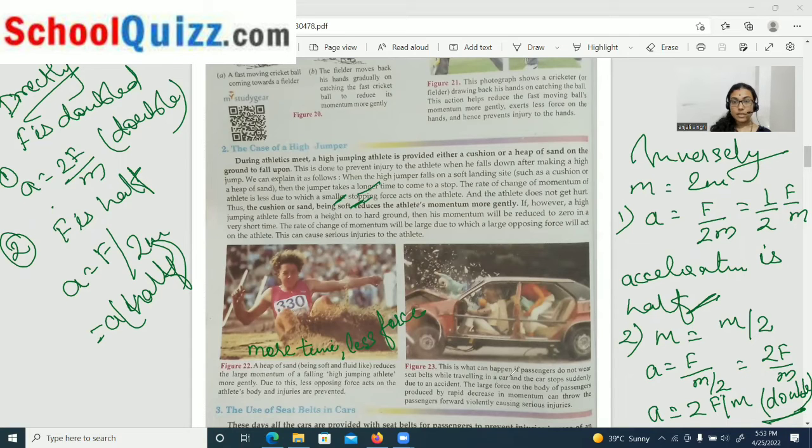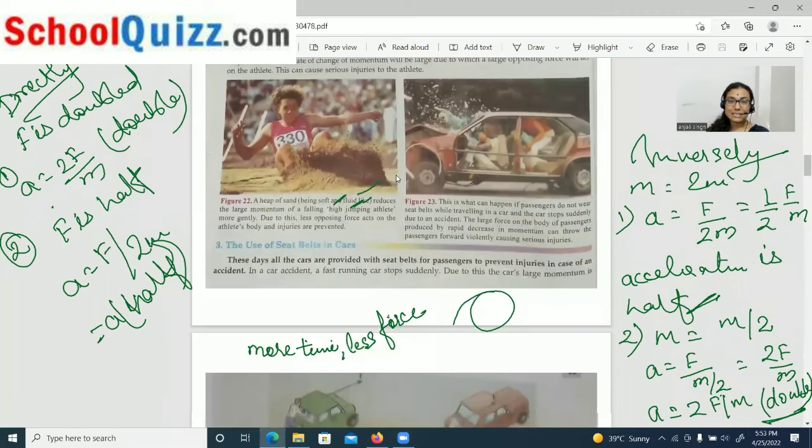Here, this is what can happen if the passenger does not wear a seat belt while traveling in a car and the car stops suddenly due to an accident. Large force, small time. They are inversely proportional. A large force on the body of the passenger is produced by a rapid decrease in momentum, which can throw the passenger forward violently, causing serious injury. Here also, less time means more force. That is why this passenger got injured, and that is why it is advisable for everyone to wear the seat belt.